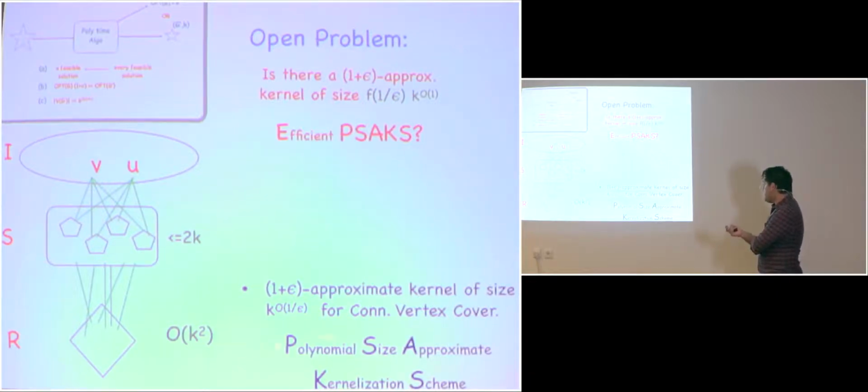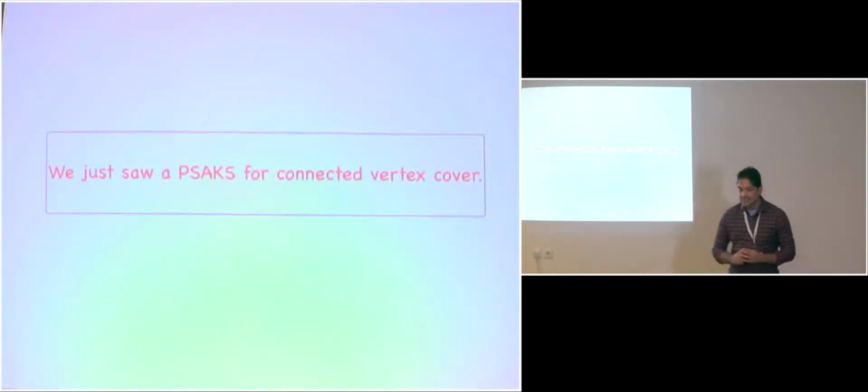And so just some terminology. Approximate kernels of the kind that we just saw are what are called polynomial size approximate kernelization schemes, the analog of polynomial time approximation schemes in this world. OK, so what we've just seen is a PSAKS for connected vertex cover.